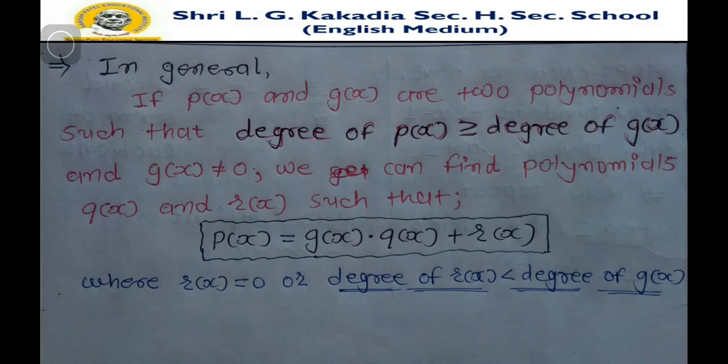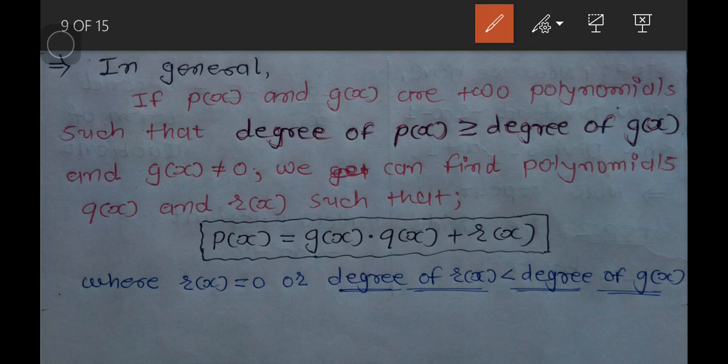Now in general, if we want to write this algorithm, we can say that if p of x and g of x are two polynomials such that the degree of p of x is greater than or equal to the degree of g of x, and g of x is not equal to 0, then we can find polynomials q of x and r of x such that we can write the division algorithm as p of x is equal to g of x into q of x plus r of x.